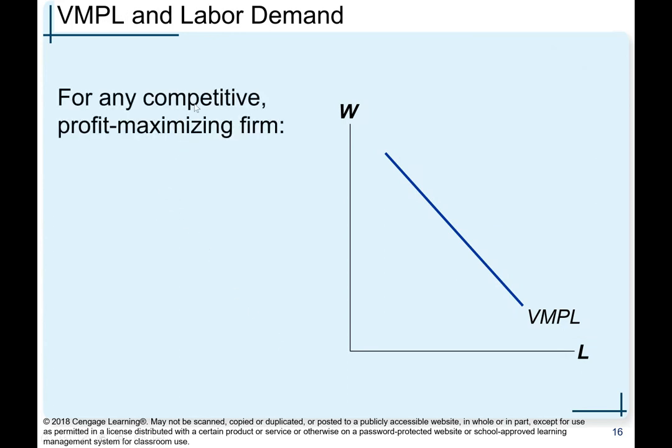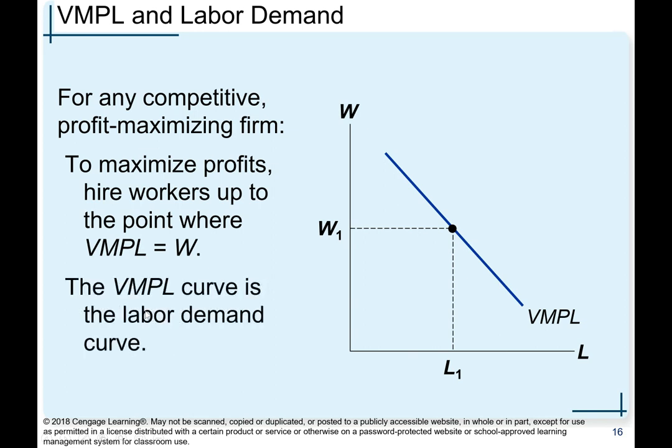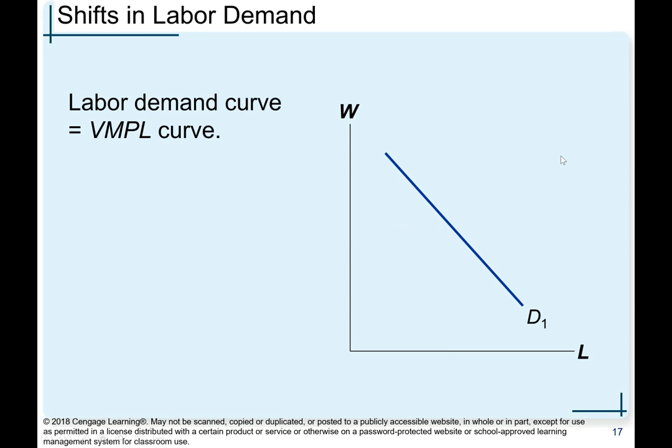For any competitive profit maximizing firm, to maximize profits, hire workers up to the point where the value of the marginal product is equal to the wage rate. The VMPL curve is the labor demand curve. The labor demand curve is exactly equal to the VMPL, or the value of the marginal product curve. And VMPL, as we have seen, is calculated as the price of the output times the marginal product of labor.